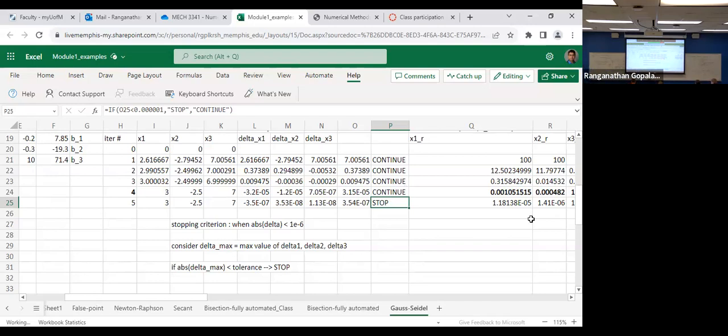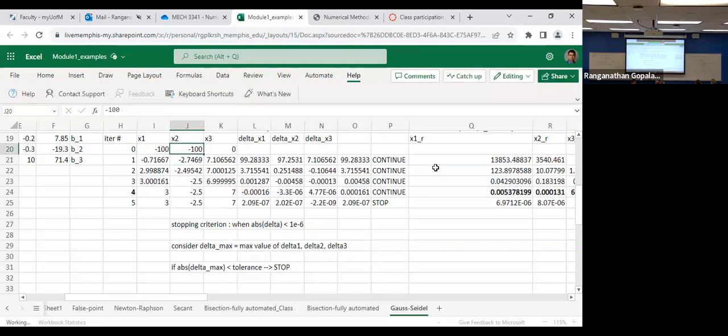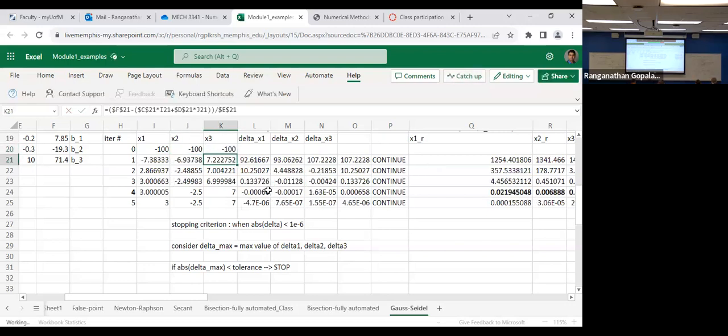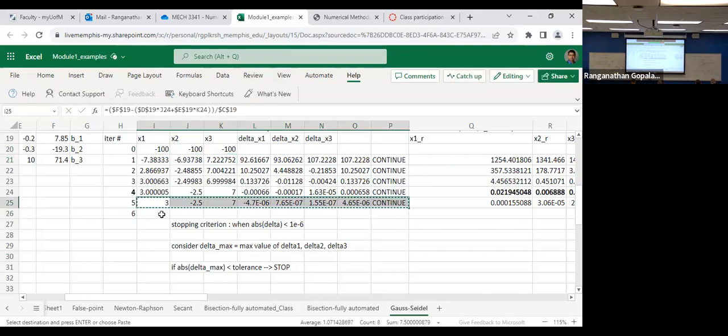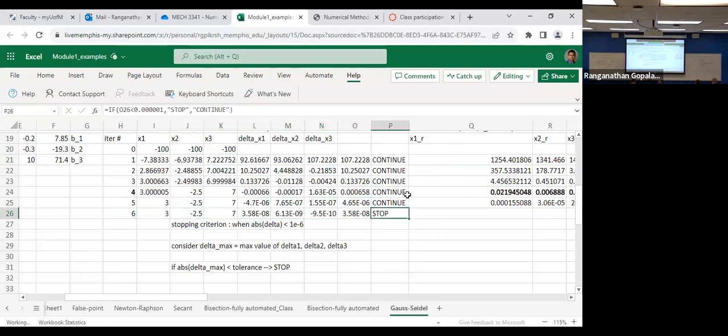You had a question about what happens if we give some other initial guess. So let's say we make it minus 100. If we give minus 100, minus 100, minus 100 as the initial guess, in 5 iterations we are not there yet. Maybe we'll add one more and see what happens. In the 6th iteration, we are there. So it took us one more iteration, but that was a very, very off base guess. From 0, 0, 0, you went to minus 100 in each direction, but it still didn't matter. Just one more extra iteration.